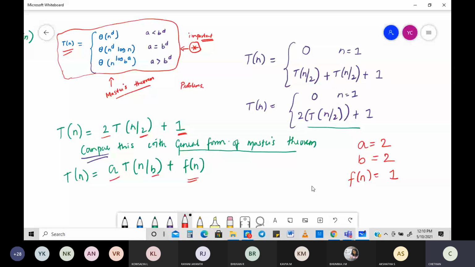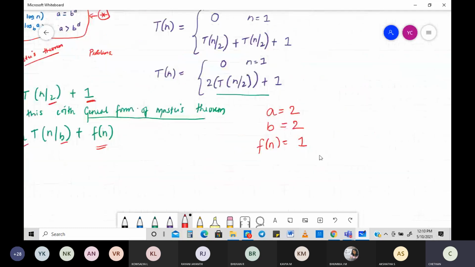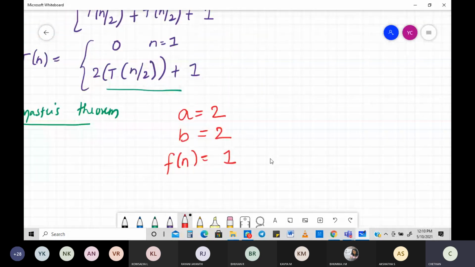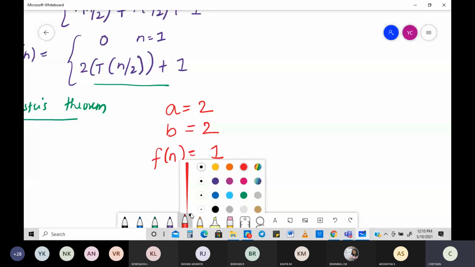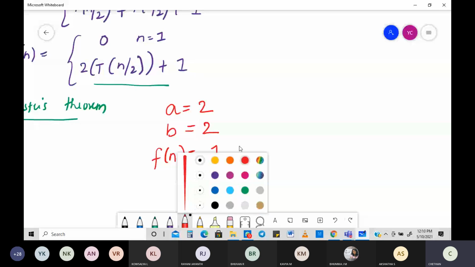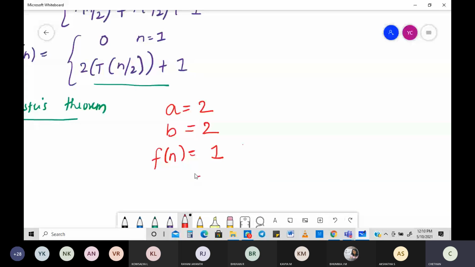I hope you will know what is to be done based on this. What is the one more thing I'm supposed to do here so that whatever I do later will become easy for me? Now, I know very clearly f(n) is equal to 1. Can I write this entire 1 as n to the power of 0?